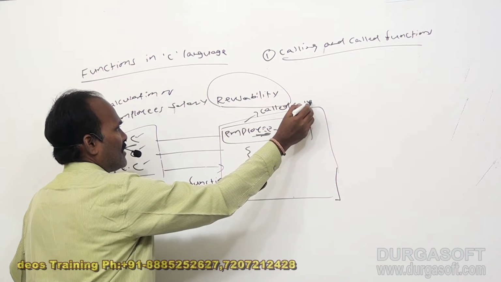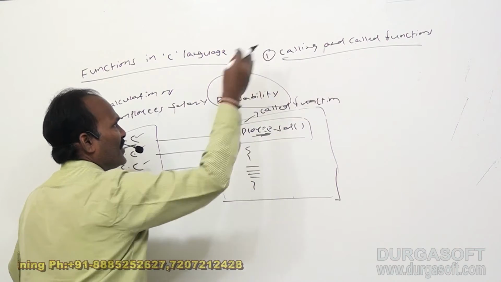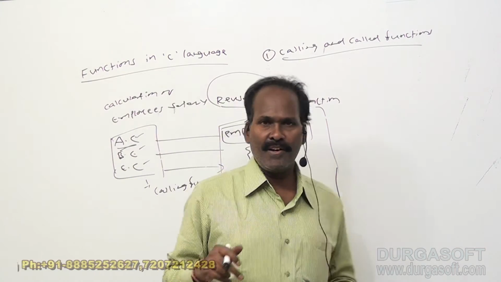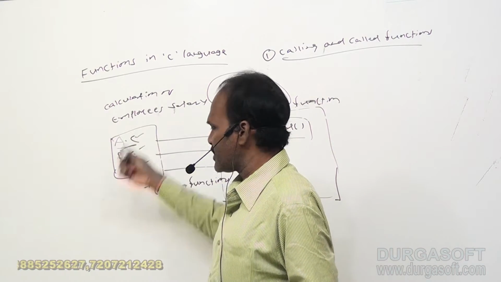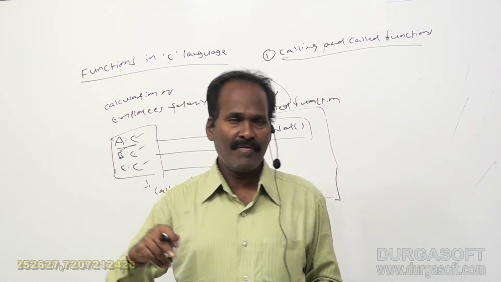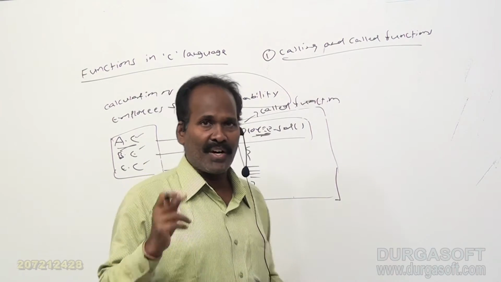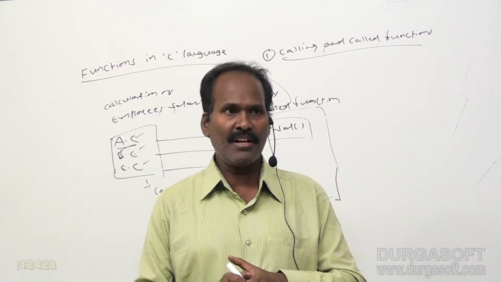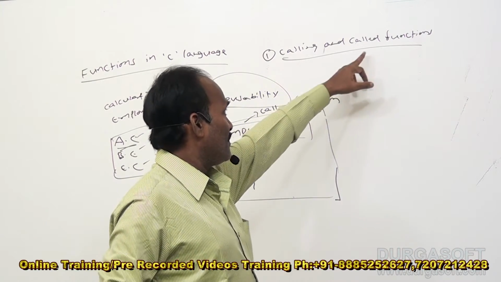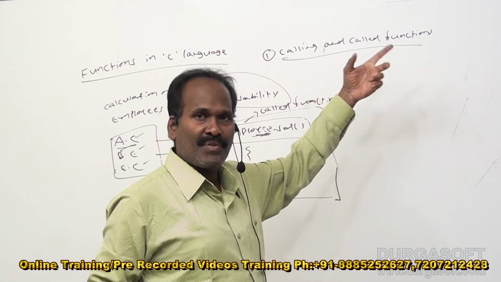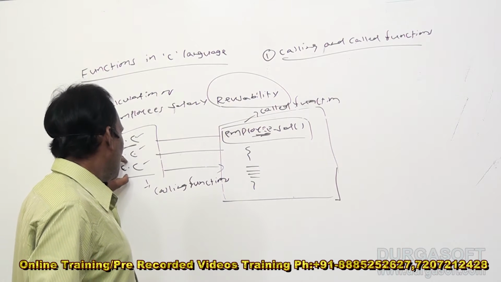So what do you have to remember here? How can you define calling and called functions? A.C, B.C, C.C are going to define some functions, and from within that function we are going to call this function. That means what is a calling function here? A function which calls another function is called a calling function. And a function which is being called by another function is called a called function.